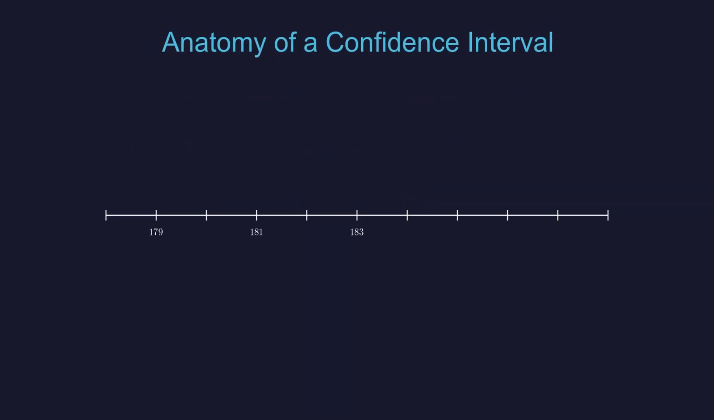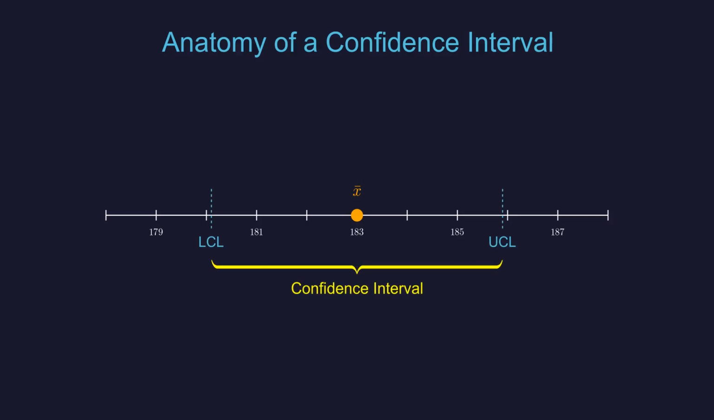Let's label the parts of a confidence interval. At the center is the point estimate, x bar. The lower confidence limit, or LCL, and the upper confidence limit, UCL, mark the boundaries. The distance from the point estimate to either boundary is the margin of error, m, so the confidence interval equals x bar plus or minus m.